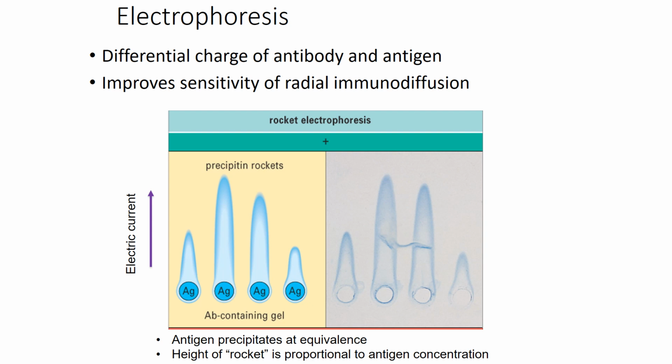Then there are electrophoresis methods where differentially charged antibody and antigen are put in, and based on their diffusion, the binding is measured. The taller the rocket is, or basically the taller the band goes due to the electric current, the higher the concentration of the antigen.